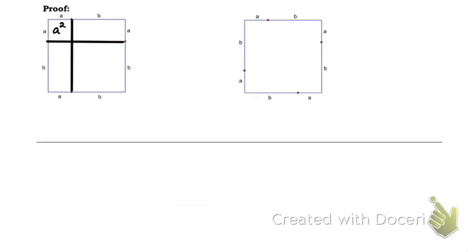Remember, the area of a rectangle or a square is just length times width, which means this bottom right one would be B times B, or B squared. What would the area of this top right rectangle be?